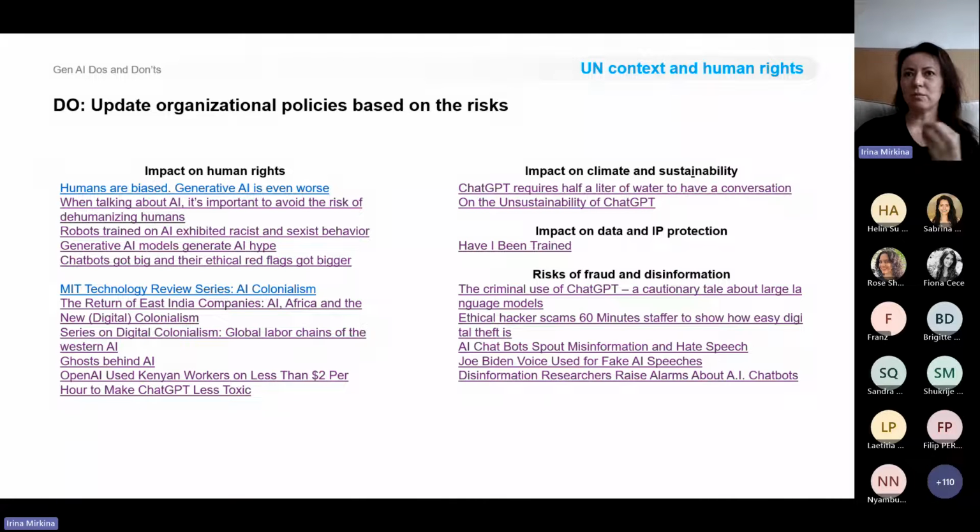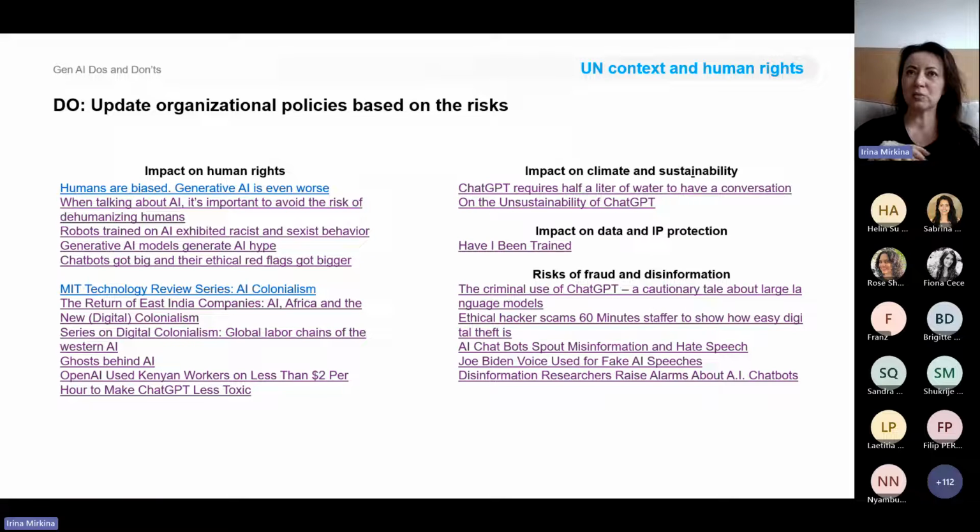Now, what does it mean for us, for our work at the UN system, for all of our agencies, no matter where you work, no matter what your profile is? Most probably your work, either internal policies or external advocacy and guidelines that we offer to the member states, is affected by generative AI. So if you're involved with either crafting the internal policies or the external advocacy messages, please do get involved with updating those policies based on the potential risks and the impact of Gen AI on human rights, on climate and sustainability, which is horrible. We know that ChatGPT would use half a liter of water per conversation and enough energy to sustain a transatlantic flight.